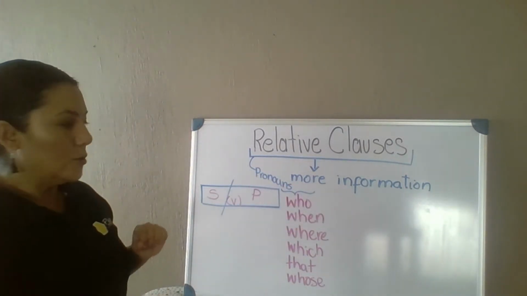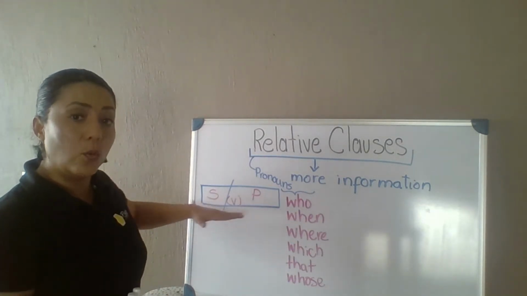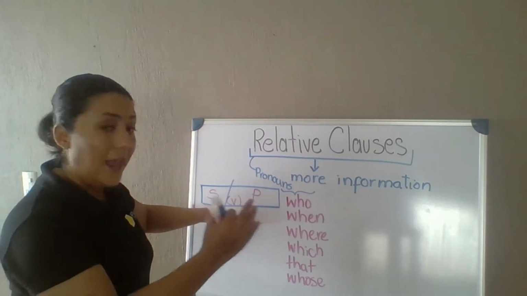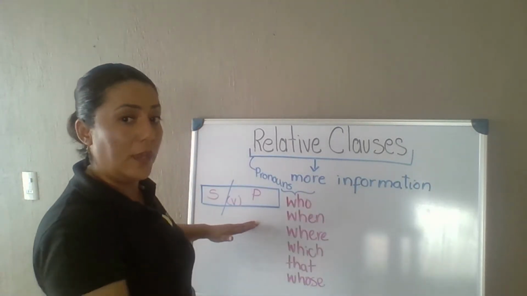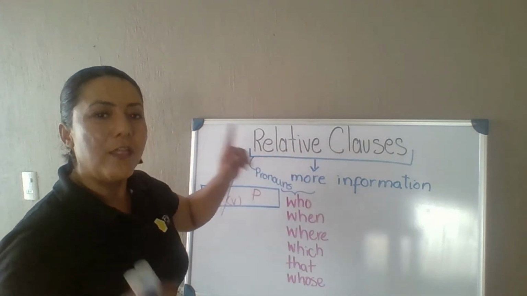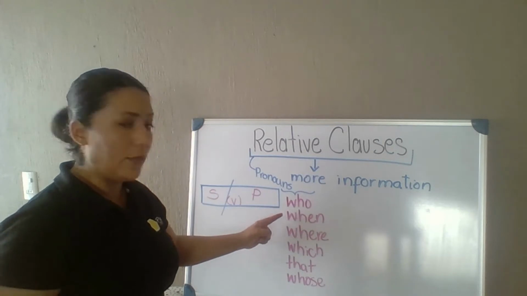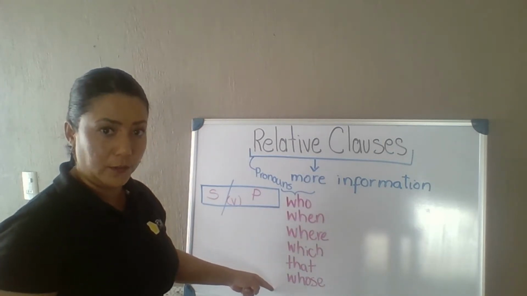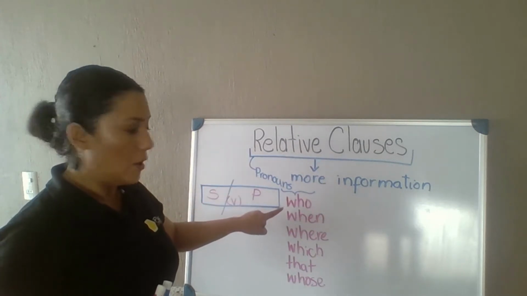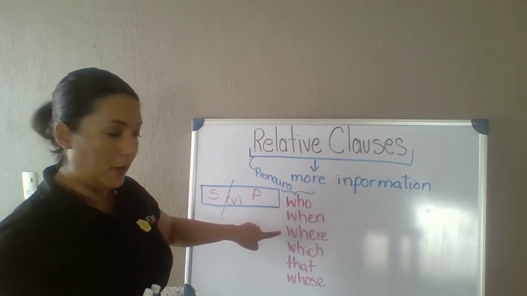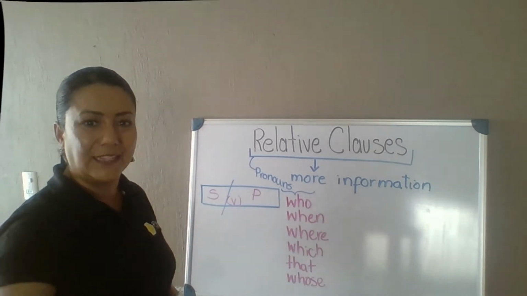And the book also says when we have a subject and a predicate, when we have a sentence and we want to add extra information with a relative clause, that relative clause begins with one of these words. Okay? Can you read these relative pronouns? Who, when, where, whose. Exactly.